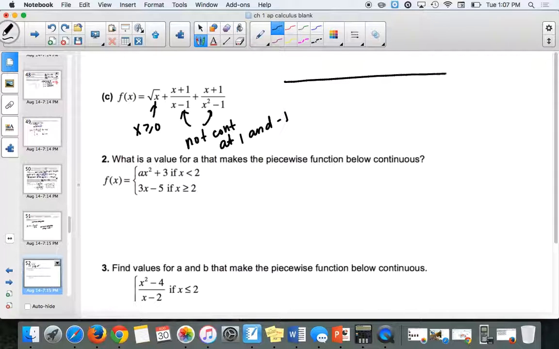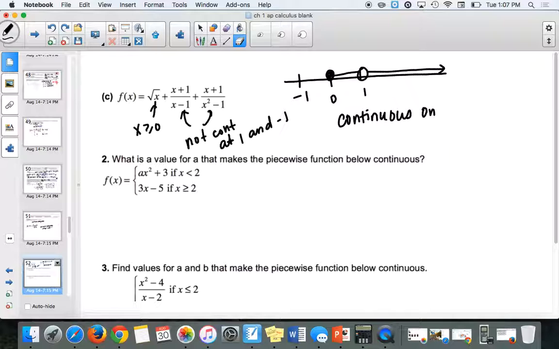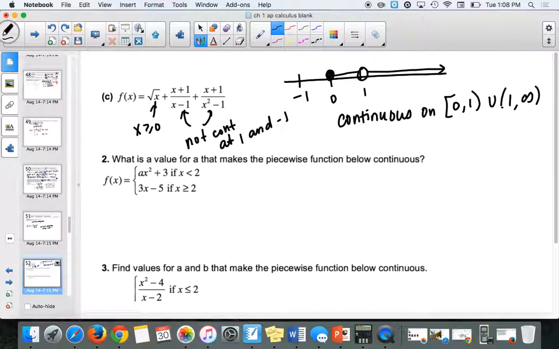So let's think about that on a number line to help us. We know that we have to be bigger than 0. We can't be negative 1, and we can't be 1. So the negative 1's not mattering because we already said it had to be greater than or equal to 0. So we have to skip over that 1. So we're going to say continuous on, and this is where I would do my interval notation. So I would do bracket 0 to 1, parenthesis, union 1 to infinity. So it's continuous in all those places.